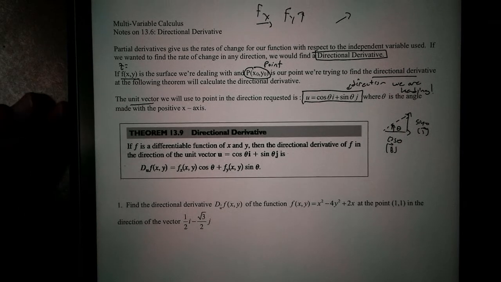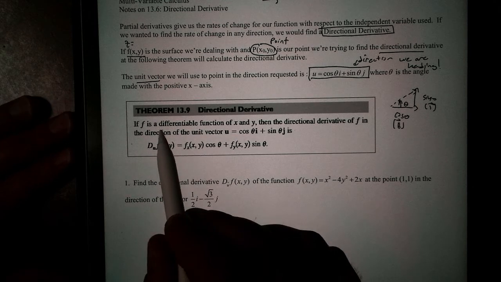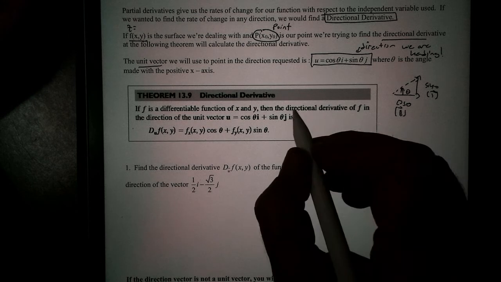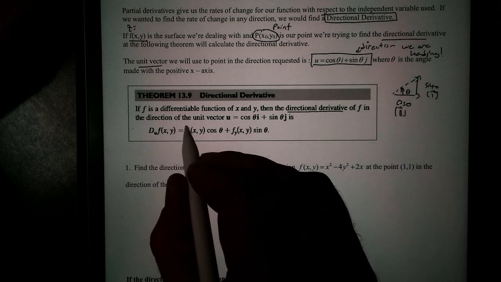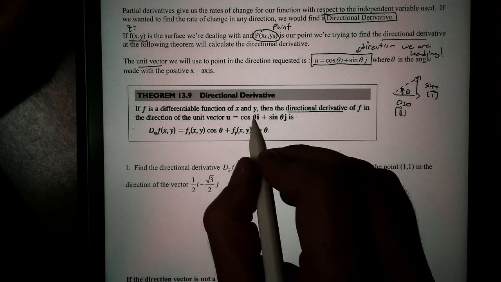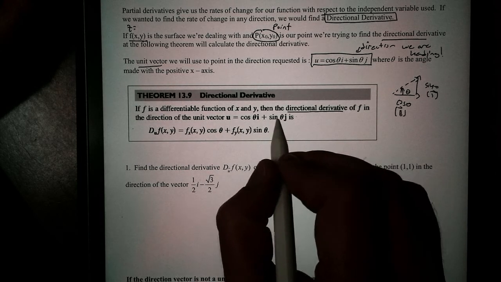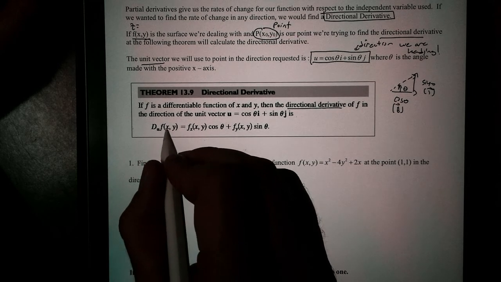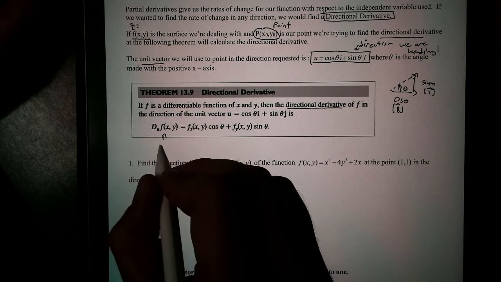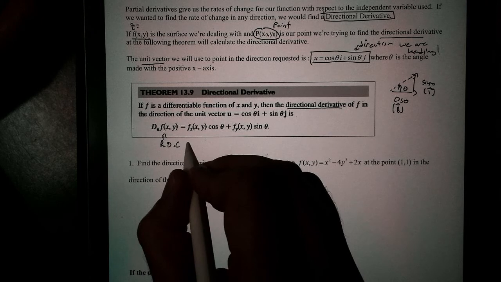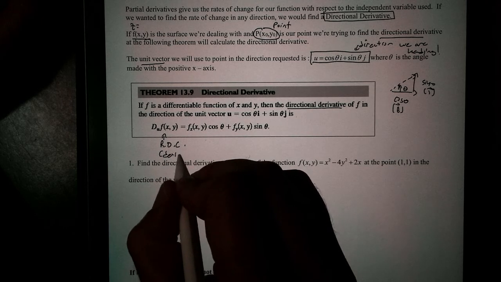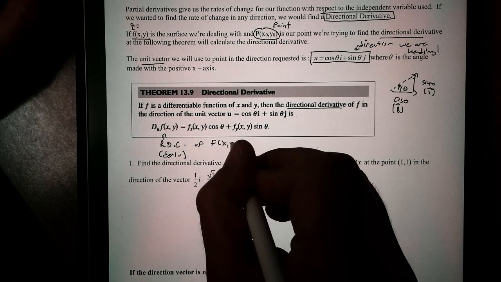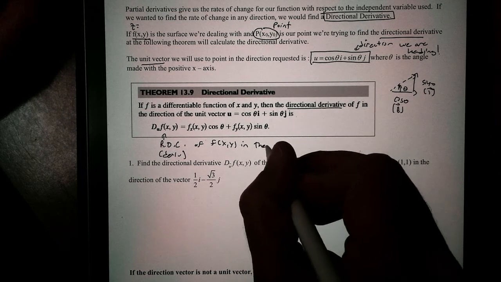And here is our theorem. If f is a differentiable function of x and y, then the directional derivative of f in the direction of u, where u is cosine theta i plus sine theta j, is D sub u f. Now, this is D sub u f of xy, and what this is saying is that this is the rate of change, or the derivative if you want, of the function f of xy in the direction of u.